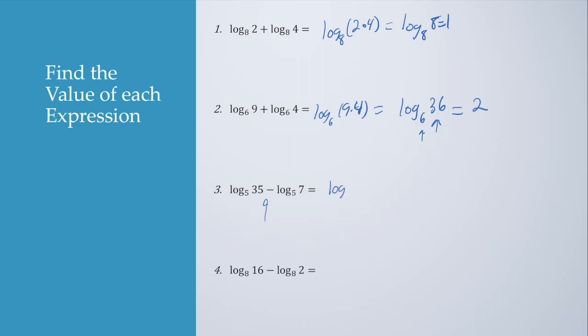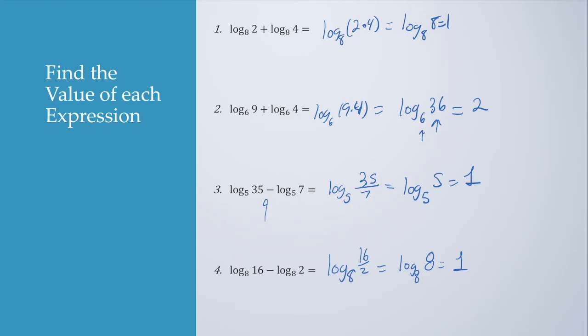I've got log base 5 of 35 divided by 7. That becomes log base 5 of 5, which is 1. And then I have log base 8 of 16 minus log base 8 of 2. That's log base 8 of 16 divided by 2, which is log base 8 of 8, which is 1.